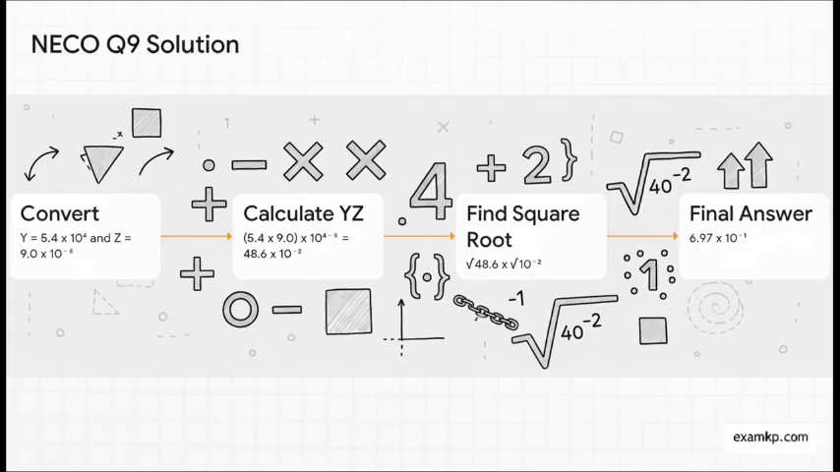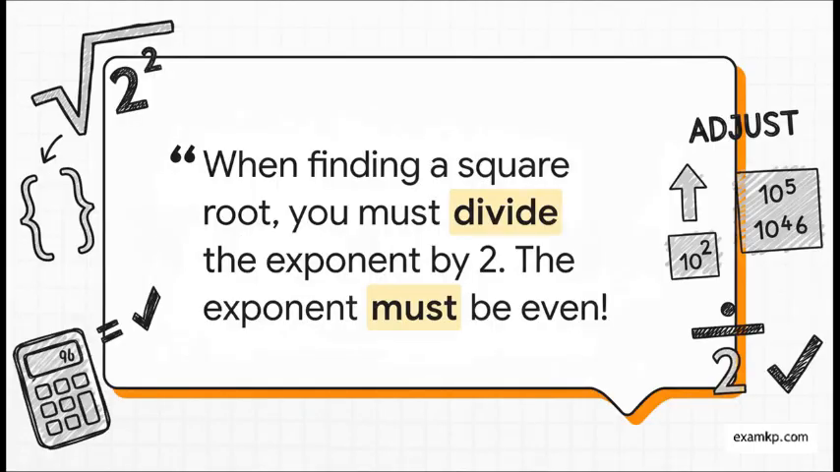Now, this is a really sneaky one that NECO examiners love to use to separate the top students from everyone else. If your exponent is an odd number, say 10 to the power of 5, you can't just find the square root directly. You have to adjust it to an even number like 10 to the power of 4 or 6 before you can proceed. That is an advanced tip right there.